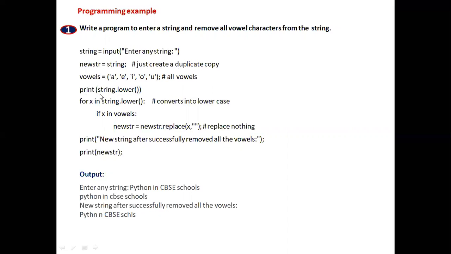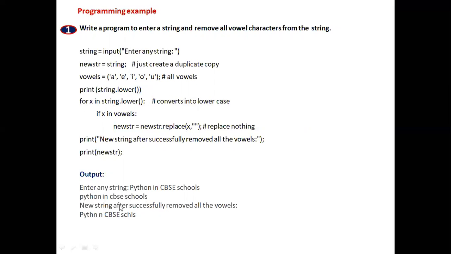This is actually print string.lower. Now what is it going to print when I say print string.lower? String is whatever the user has entered. The user has entered Python in CBSE schools. So when I say print string.lower, it is going to print python in cbse schools, all in lowercase characters. I have converted into lowercase so that when I am comparing this, vowels are in lowercase, so my comparison becomes easy for me.